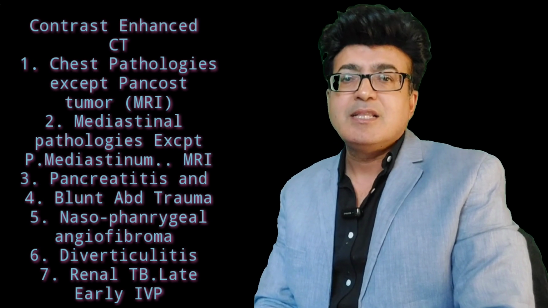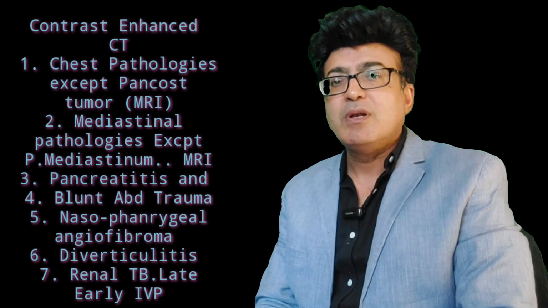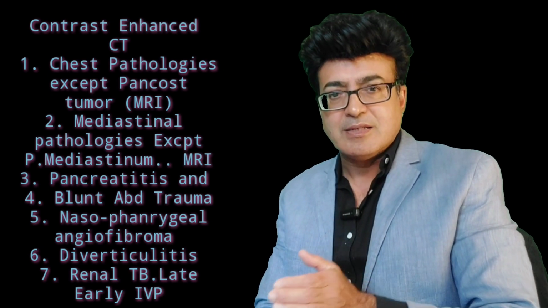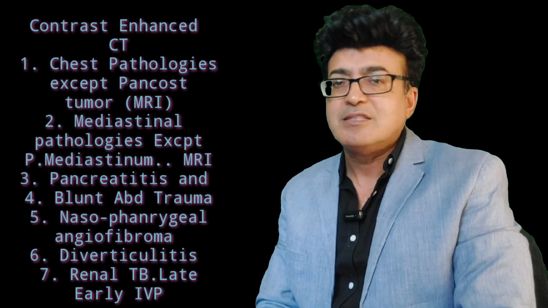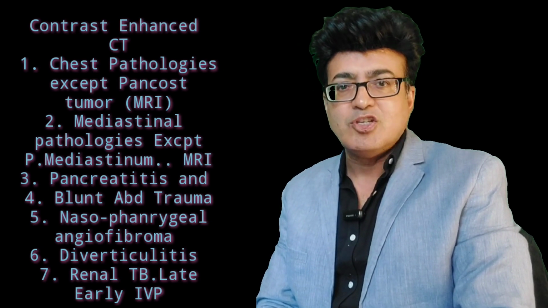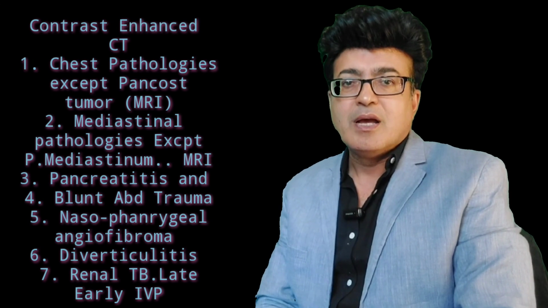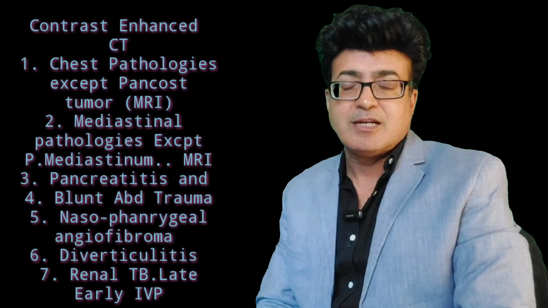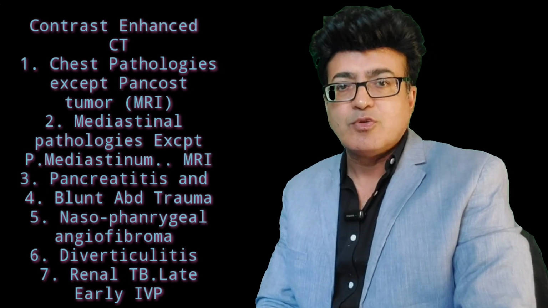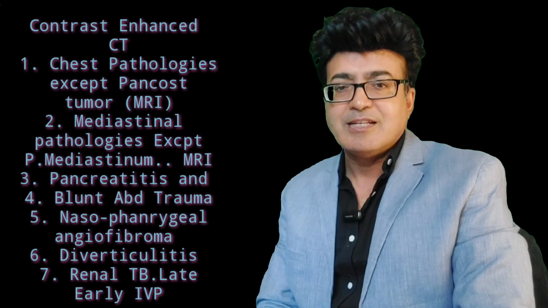helpful. Besides this, renal tuberculosis in the late stages can be evaluated using contrast enhanced CT images. In the earlier stage, renal TB can be detected on the IVP. Besides this, for diverticulitis, you also have to have the contrast enhanced CT images.